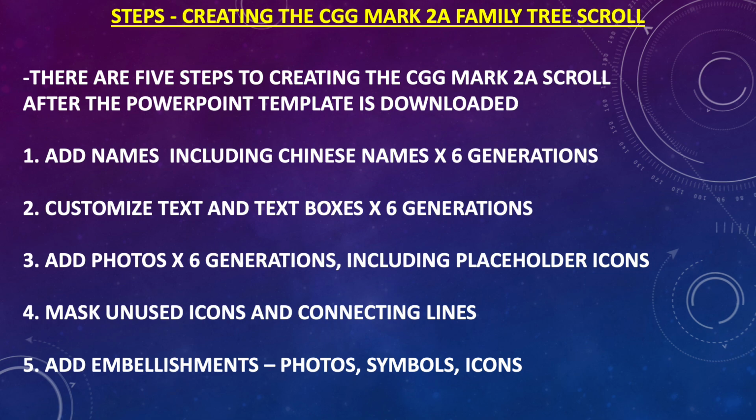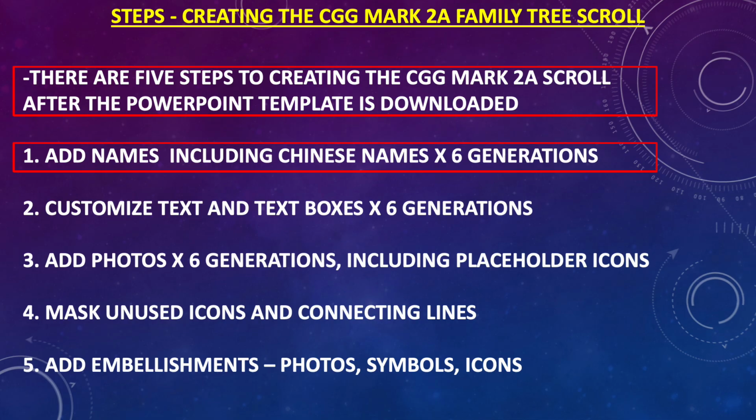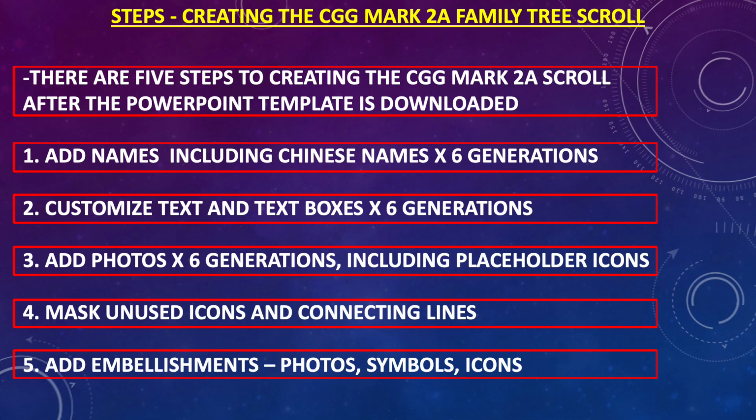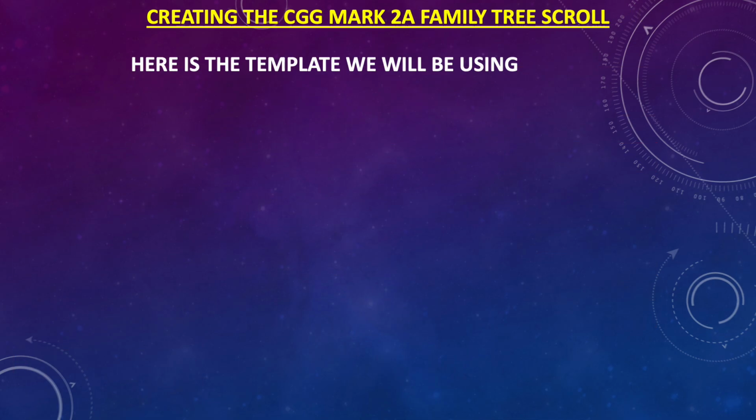Steps. Creating the CGG Mark IIA family tree scroll. There are 5 steps to creating the CGG Mark IIA scroll after the PowerPoint template is downloaded. 1. Add names, including Chinese names, for 6 generations. 2. Customize text and text boxes for 6 generations. 3. Add photos for 6 generations, including using placeholder icons. 4. Mask unused icons and connecting lines. 5. Add embellishments. Here is the template we will be using.